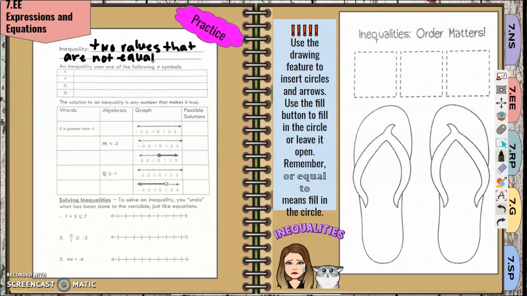So these inequality symbols, there are four of them. This is less than. This is greater than. The third one is less than or equal to. And the fourth one is greater than or equal to.